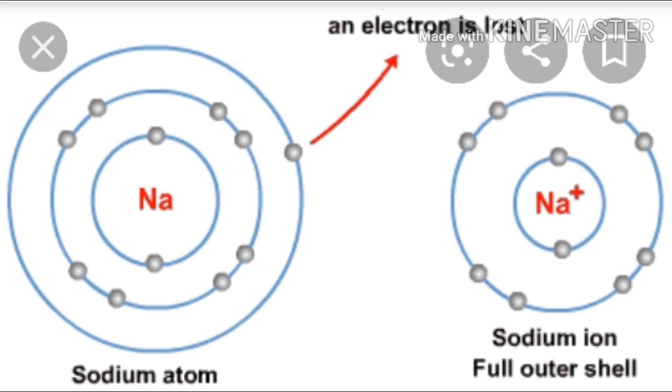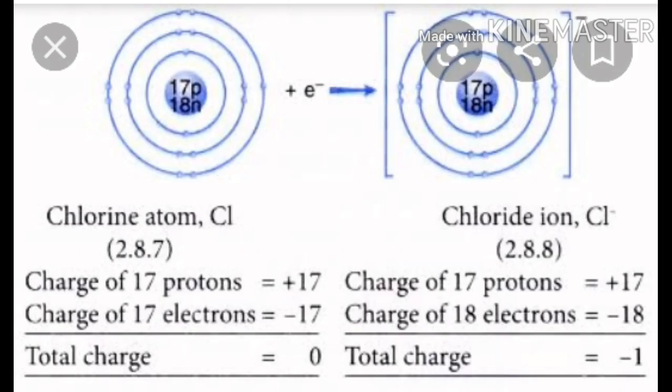Na is the symbol of sodium. It will become Na+ by losing an electron. Thus positive ions are formed by losing an electron. How do negative ions form? We know that chlorine has an electronic configuration of 2, 8, 7. It needs one electron to attain the electronic configuration of the inert gas argon, that is 2, 8, 8. So it receives an electron and becomes a negative ion.